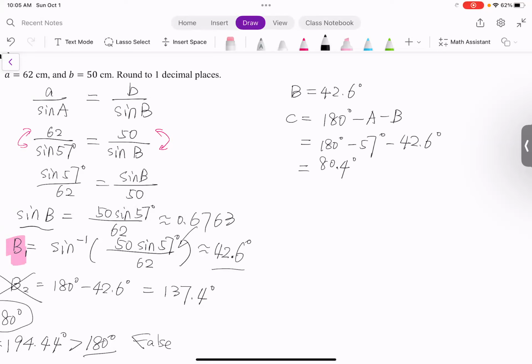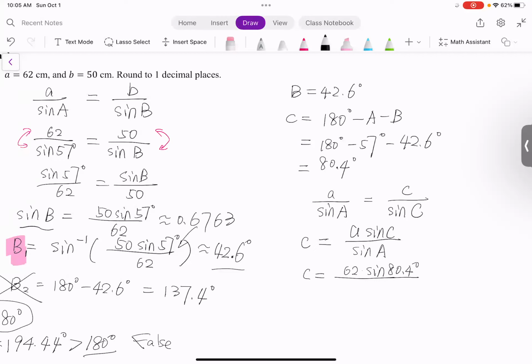So if I have this, what is another missing information? The side C. So I can use a over sine A, because a and angle A are given, equals c over sine C. The only missing information is c. So both sides multiply by sine C. a times sine C, all divided by sine A. Then the length c equals, a is 62, and sine C is sine 80.4 degrees, and the sine A is sine 57 degrees.